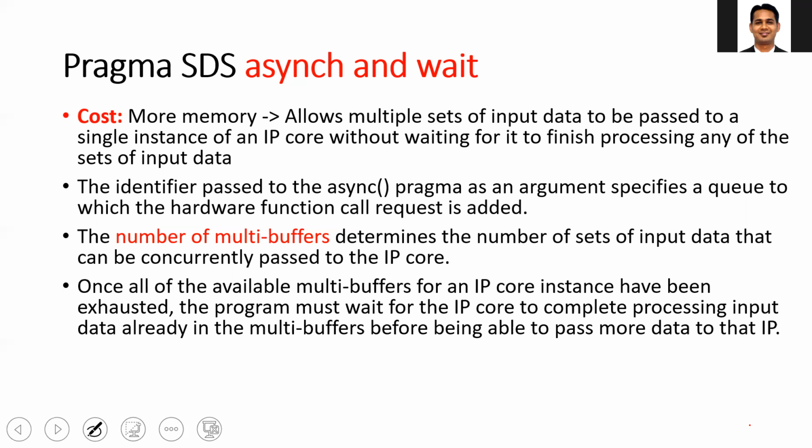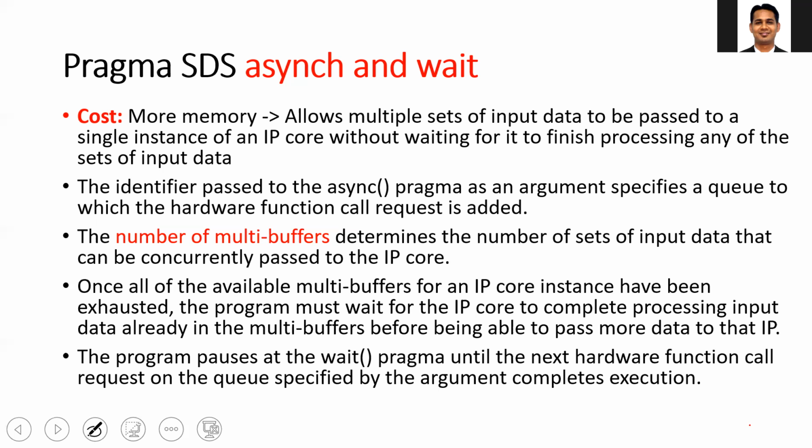And this is the logical explanation. The program pauses at the wait pragma. Suppose the IP consists of 4 buffers and you send 4 sets of data, then you need to make sure that at least your first set of data gets processed. So you add the wait statement indicating that I should wait till I get the first output from the IP before I send the next data to the IP. And this is the use of the wait pragma.